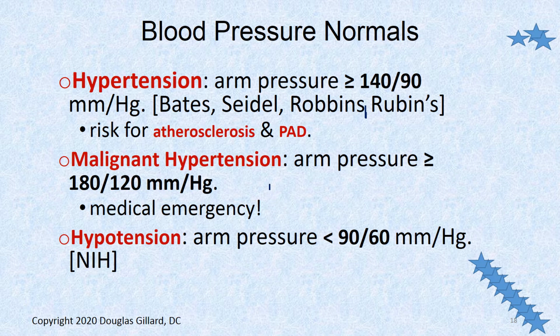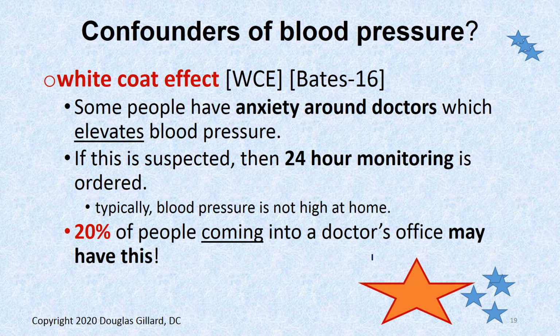Malignant hypertension is dangerous, like you refer the patient to the emergency room, 180 over 120. That's a medical emergency. Hypotension is defined by the NIH as anything less than 90 over 60. Bates and Seidel don't mention what that number is, so I went to the National Institutes of Health for that number.